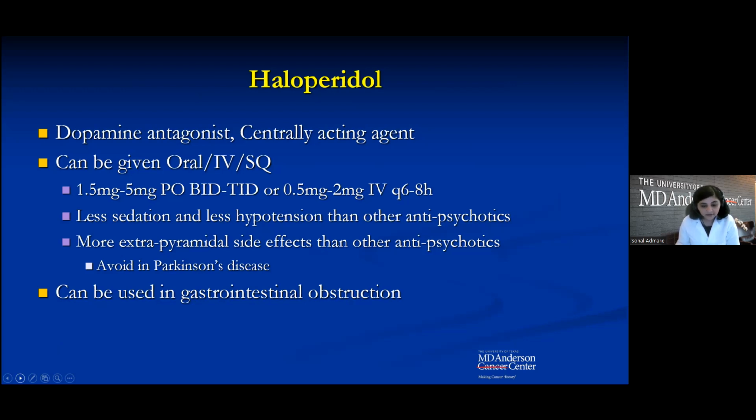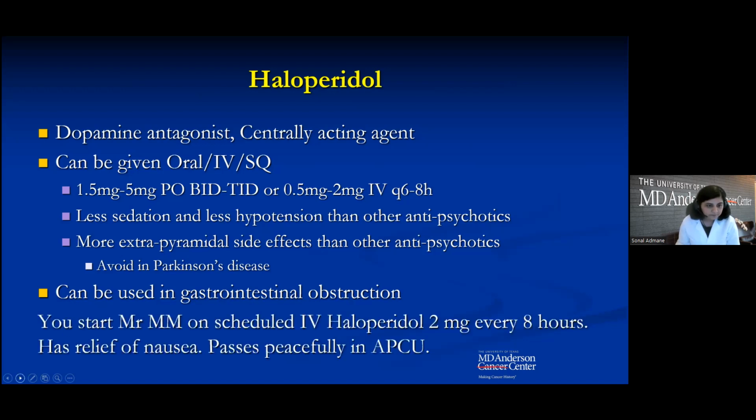The other advantage of haloperidol used in setting of terminal delirium and agitated delirium is control of the restlessness and agitation symptoms. So you start your patient on haloperidol and he has relief with his symptoms and then passes in the palliative care unit comfortably.